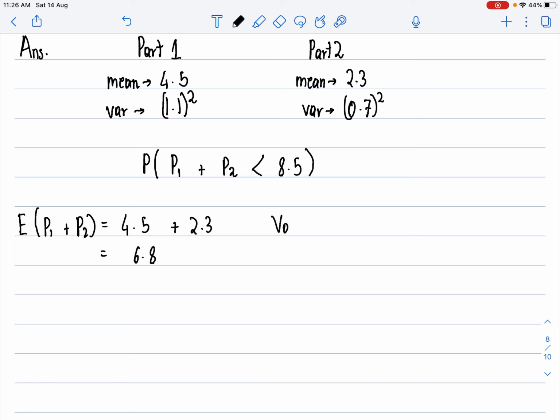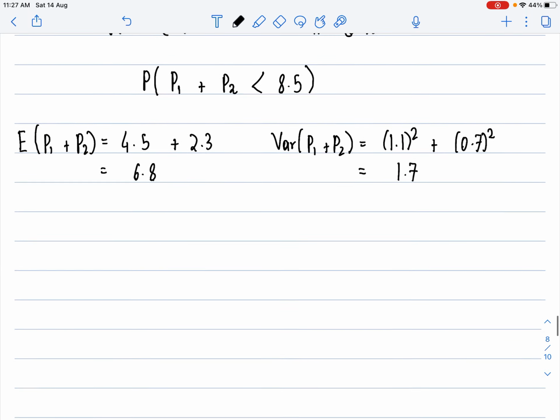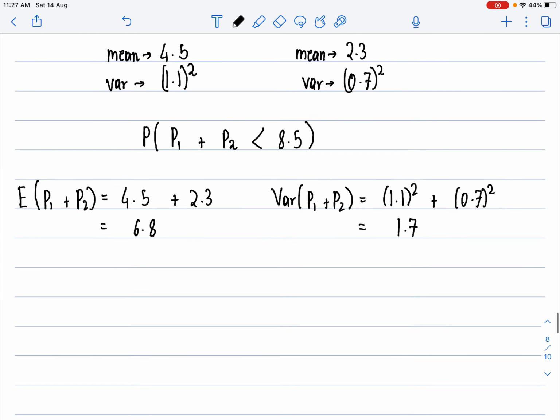Now I'll have the variance of P1 plus P2, correct? The variance of P1 plus P2 will basically be 1.1 the whole square plus 0.7 the whole square. Basic substitution. So when I solve this on the calculator, I get my answer as 1.7. So that was the first step, to calculate the mean and variance.